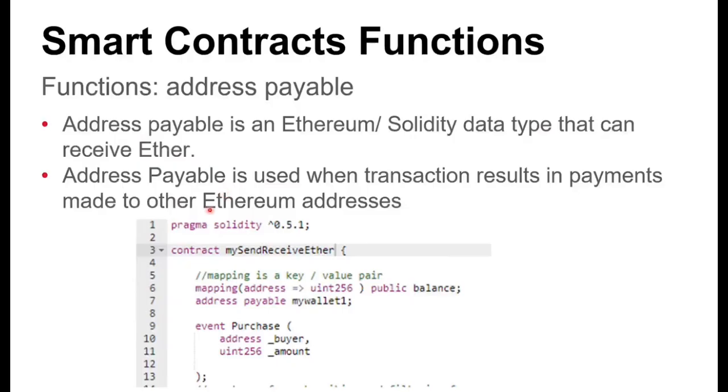Address payable. Address payable is an Ethereum or Solidity data type that can receive Ether. It is used when a transaction results in payments made to another Ethereum address. So if we take a look here, we see address payable right here.